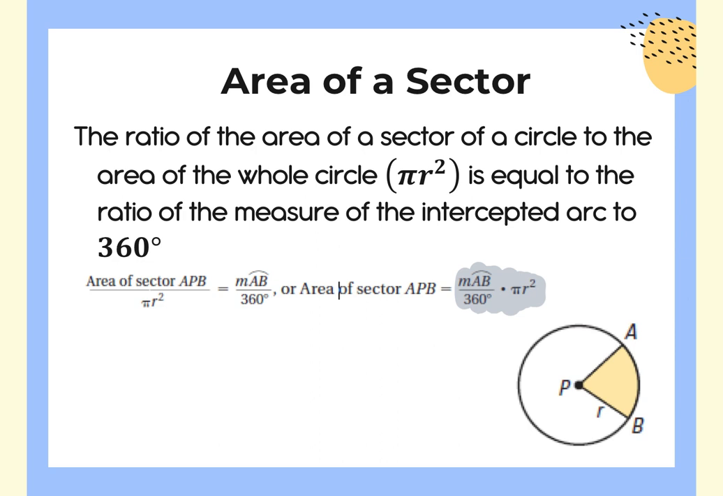Just like we do the measure of the arc over 360 times the circumference to get the arc length, we would do the measure of the arc over 360 times the area of the circle to get the area of the sector. That is the part you want to memorize, not the left side. I think that's more confusing. It's just what pi r squared is. You can use either one. If it gave you the area of the circle, you don't have to multiply out pi r squared, you would just use the area.